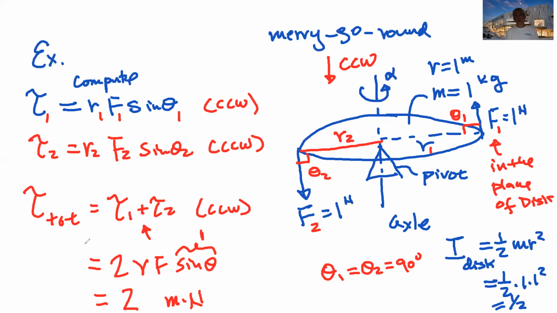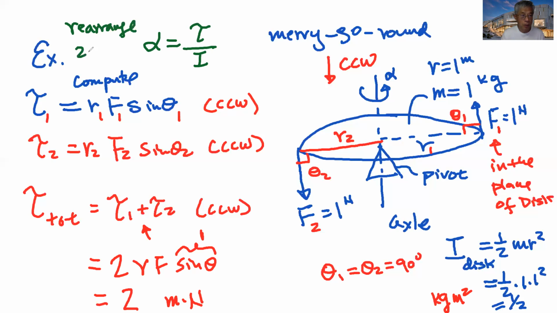All right, so we know our torque now, and we know our I now. This I is equal to kg meter squared. So now we can compute our alpha. Alpha is equal to tau divided by I, so tau is equal to I alpha. I'm just rearranging Newton's second law, Newton's second law of rotation.